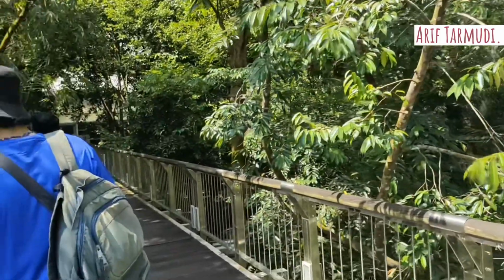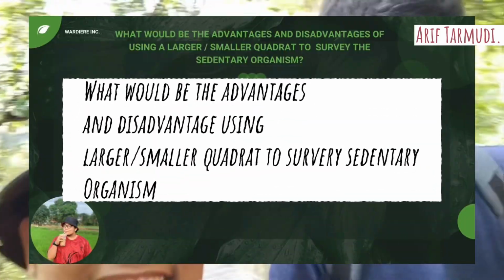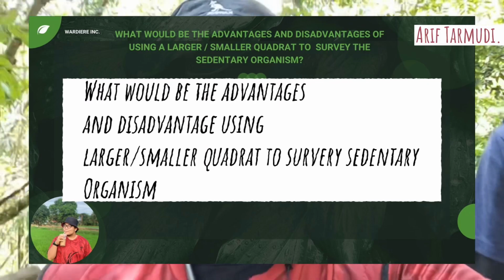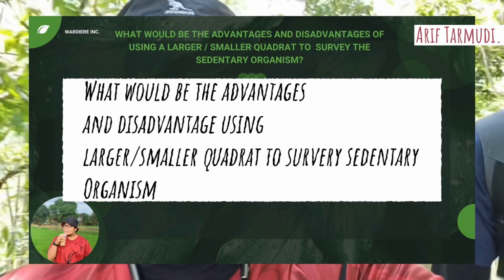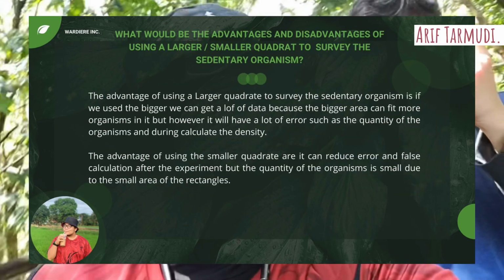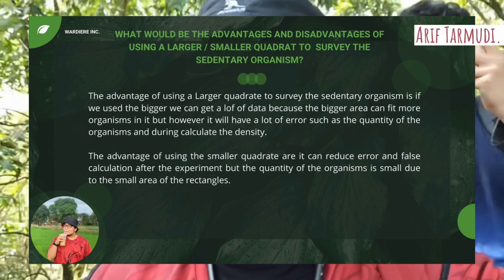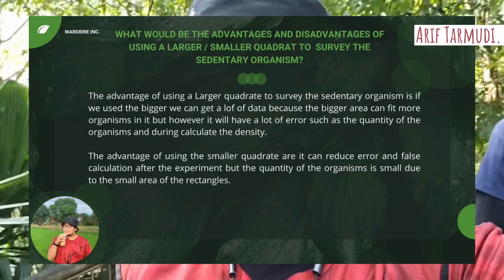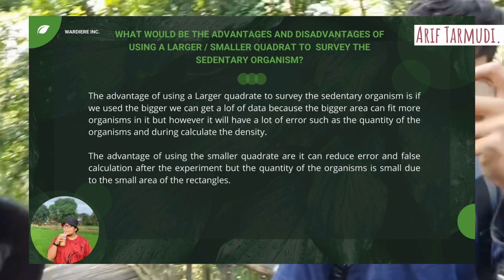So the last question for our lab is, what are the advantages and disadvantages of using a larger or smaller quadrat to survey sedentary organisms? Sedentary organisms are organisms that are inactive, such as barnacles or snails, or maybe we can assume organisms that are slow.